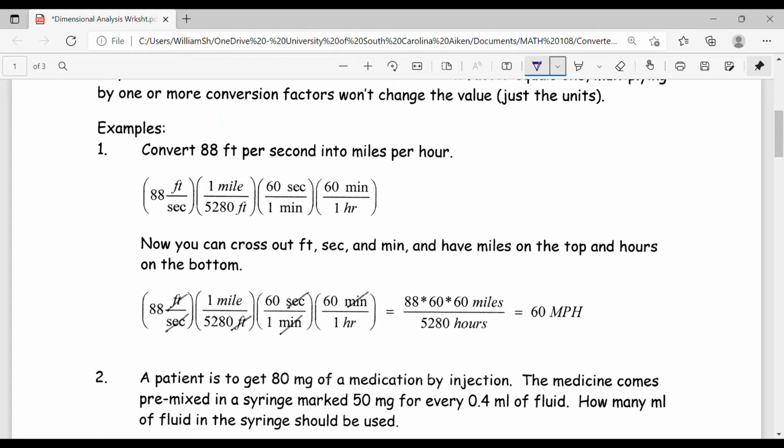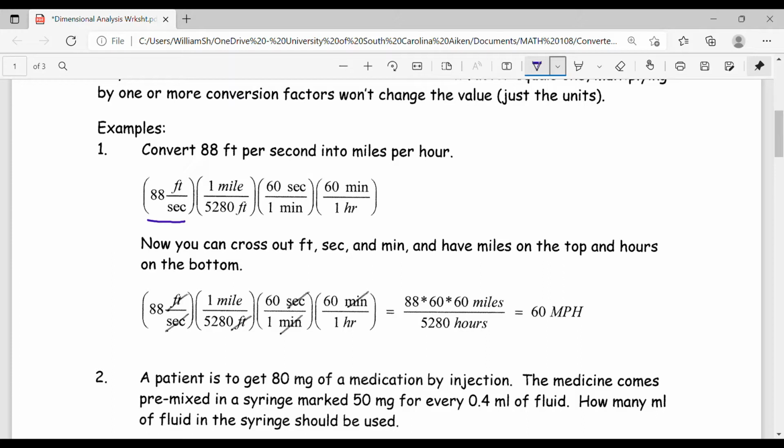Example 1 says convert 88 feet per second into miles per hour. So what we do here is we start with this 88 feet per second. That will be what you write first. Now you can go one of two ways at this point. You can work on factoring out or getting rid of the feet and converting it to miles, or you can get rid of the seconds and start converting it to hours. In our case, we decided to convert the feet to miles.